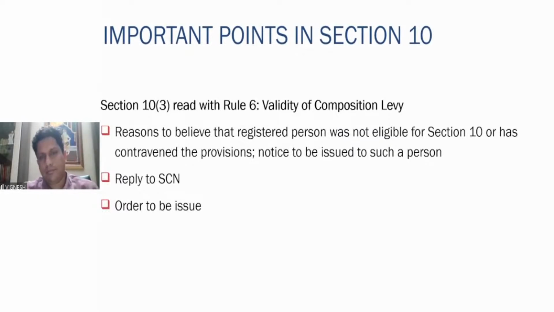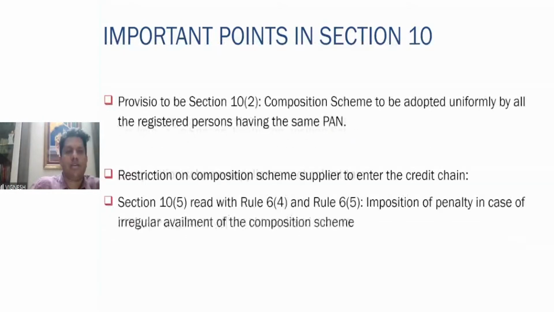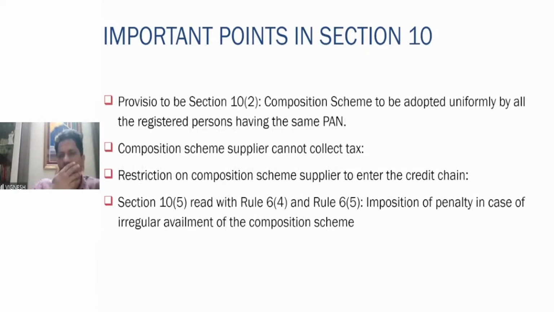Then, if the proper officer has reasons to believe that the registered person was not eligible for section 10 or has contravened the provisions, a notice has to be issued to such person. Okay, who is not eligible for section 10 or has contravened, notice has to be issued. The show cause notice has to be replied to, and then the order will be issued. These are all procedures, not very important. That's why we are going through all of these things. Again, same PAN number, different registered persons, everyone has to apply for the composition scheme.